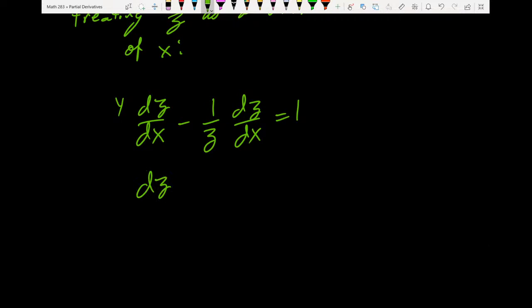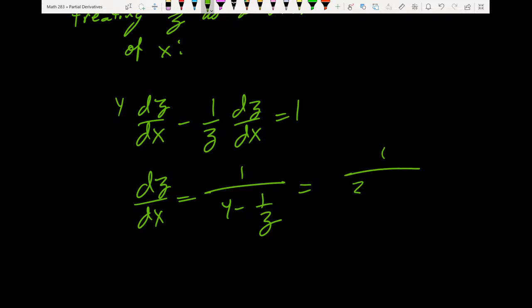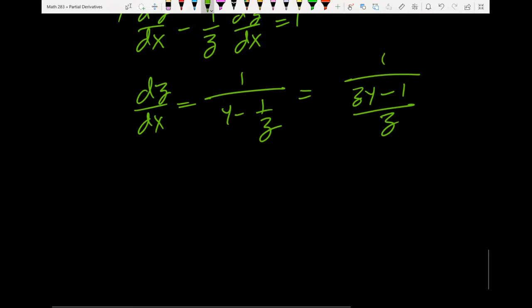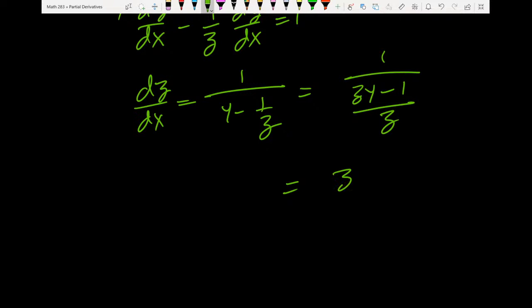So dz over dx equals what? 1 over y minus 1 over z. And you could simplify that. This will become zy minus 1 over z. This essentially becomes, we don't like to have fractions over fractions.